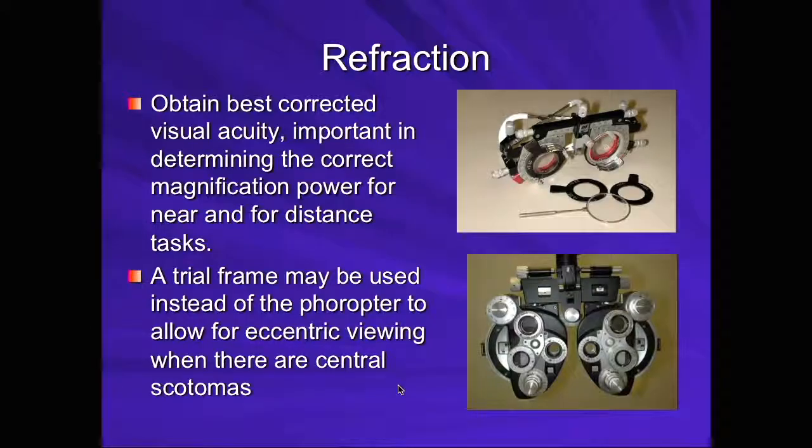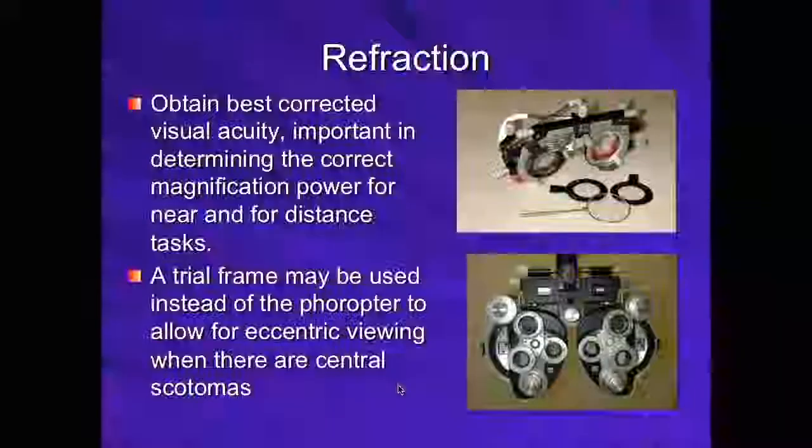So we'll do it different ways. The bottom right photo, if you could see that, is what we call a phoropter. It's a very traditional machine that we put most people through, but that does not allow for what we call eccentric viewing. So for macular degeneration patients, they want to use their side vision sometimes to view. And so we have to use a trial frame refraction.